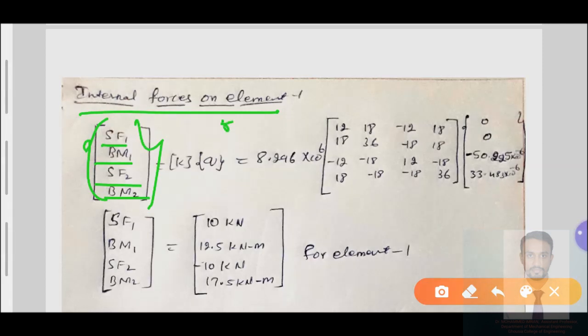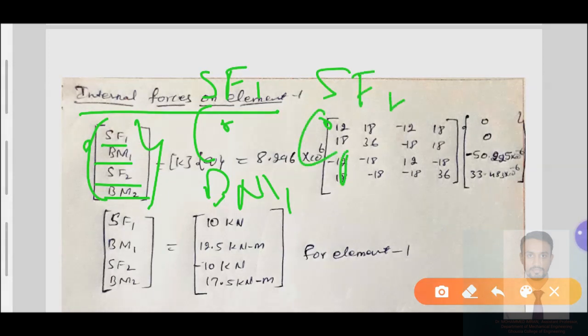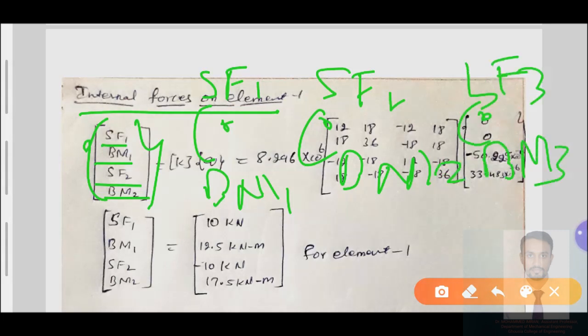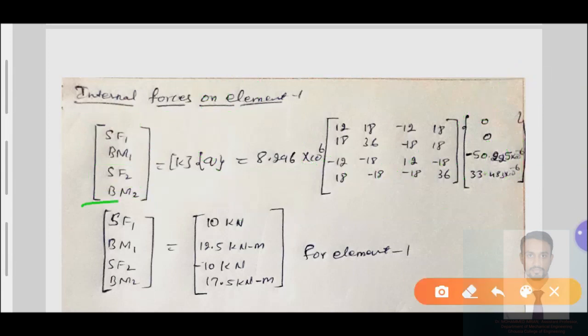At node number 1 we have SF1, and moment BM1. At node number 2, SF2 and BM2. At node number 3, SF3 and BM3. SF means shear force, BM means bending moment. So these are the things which we need to find out.